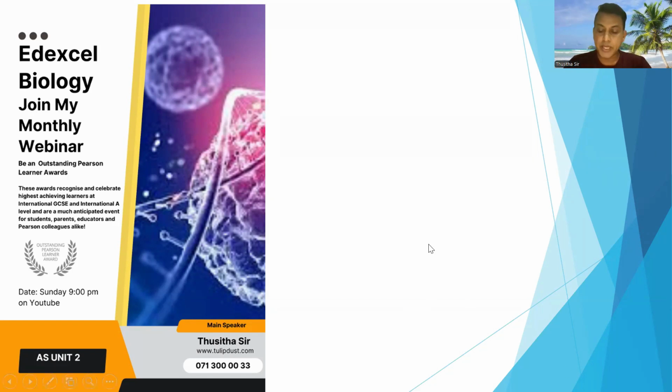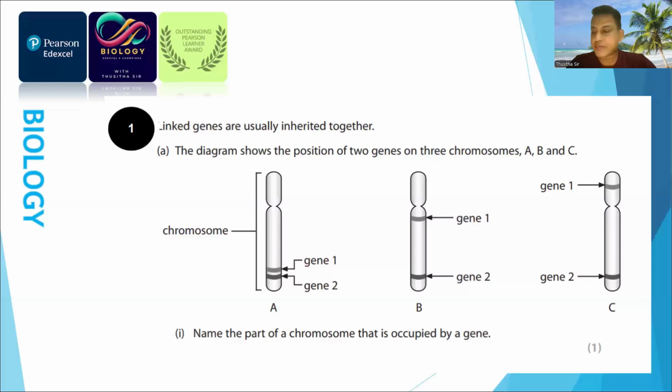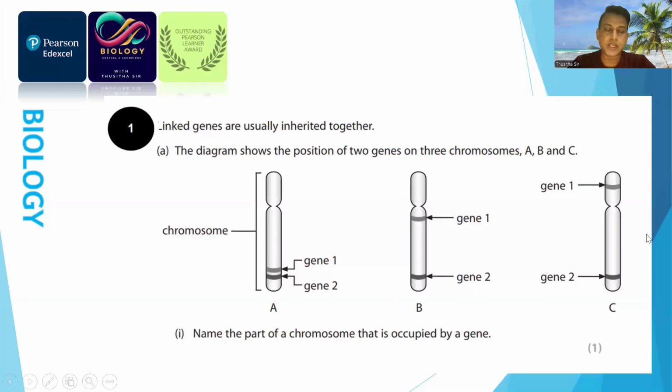This webinar is based on Unit 2, Topic 3C, organism growth and development. This includes cell differentiation, interaction between genes and the environment, controlling gene expression, stem cells, and using stem cells. I have distributed the questions already. Now we're going to find a solution and explanation for those questions. Right, we start with the first question.